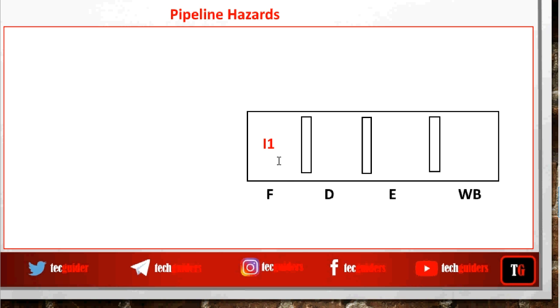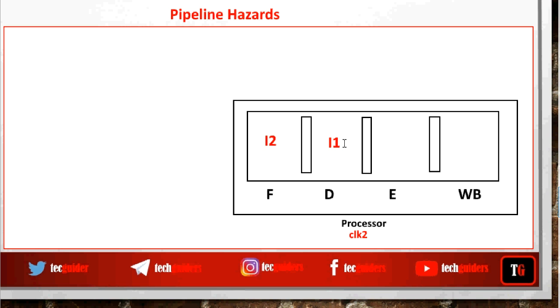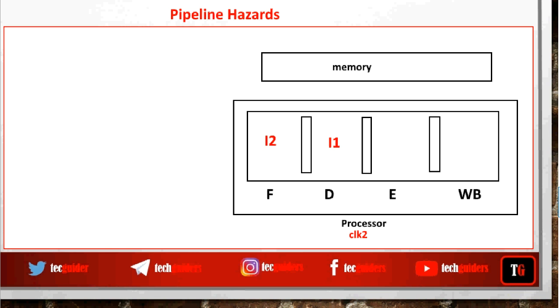Suppose in clock cycle 1, our instruction I1 is fetched, and after clock cycle 1, I1 moves to the decode unit, and the fetch unit, which is free now, will start fetching the next instruction I2. So in clock cycle 2, our instruction I1 is being decoded, at the same time instruction I2 is being fetched. According to our data path, decoding the instruction involves operand loading. If the operands are already available in the processor register, then it's fine. If some operand is not available in the processor, we need to load the operand from the memory.